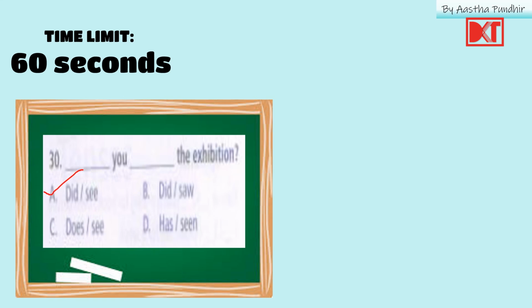Now for the rest of these you see. For B, with did, you do not use the V2 or the V3 forms. This is incorrect. Then C, does. Here we have does and the subject is you. So you and does don't go together. Then in D option we have has. Again, has is the verb and you is the subject. So you and has also don't go together. With you we use have. So all of these are incorrect and the correct answer is A. Did you see the exhibition?